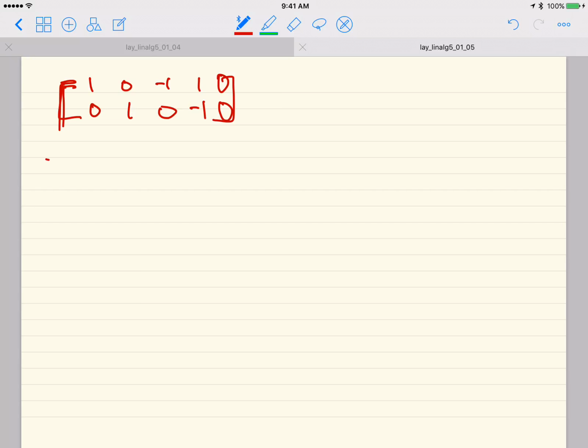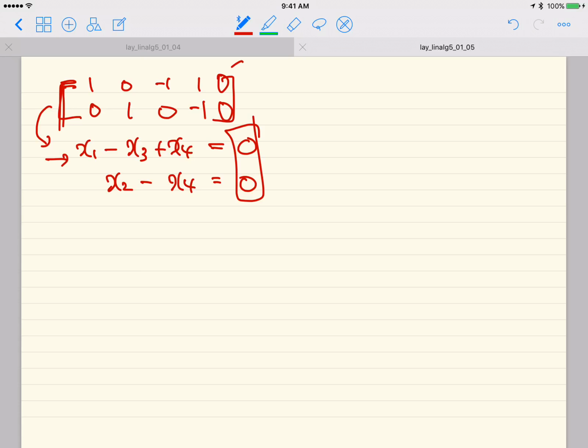And then let's reconstruct the equations from this reduced echelon form. Can anyone tell me what the equation should be? Minus x3 plus x4 equals 0. And then x2 minus x4. This one should always be 0 because we are dealing with a homogeneous equation. So in this case, we change them into this form.